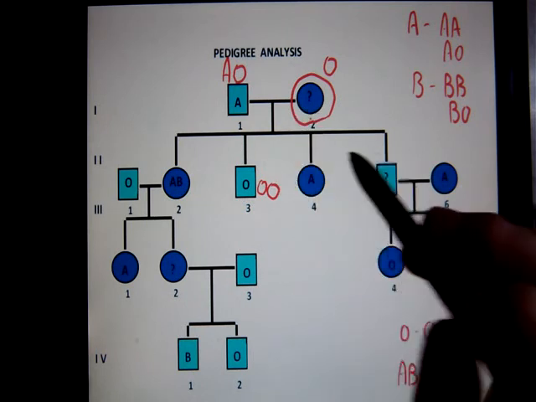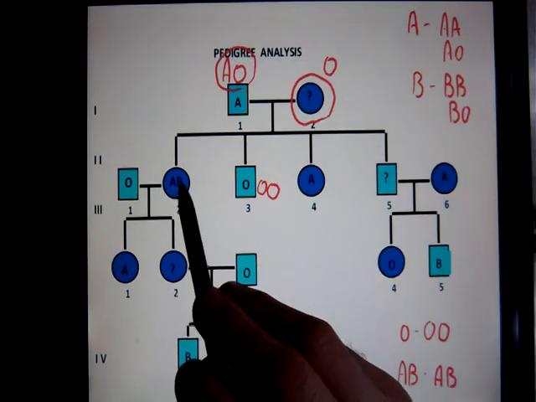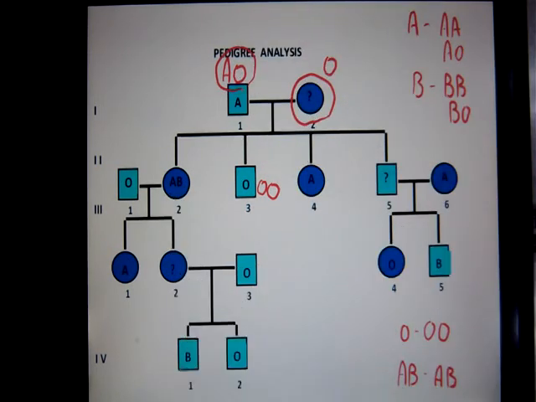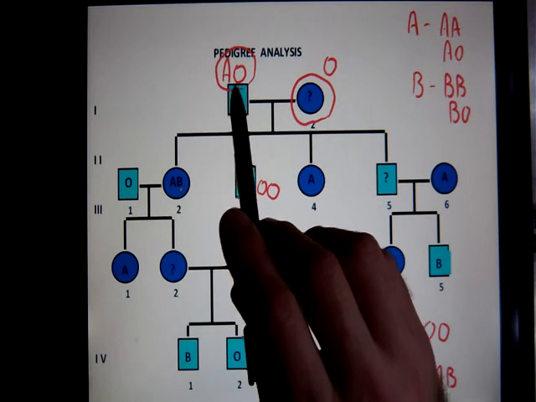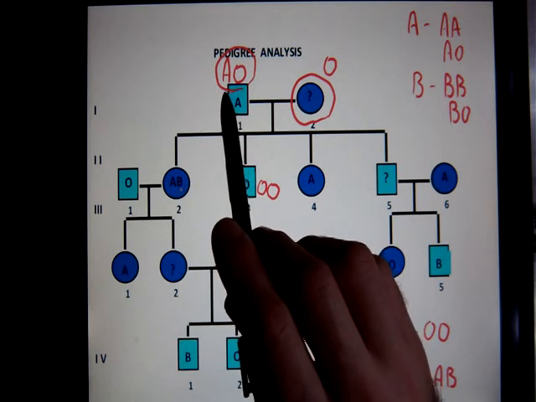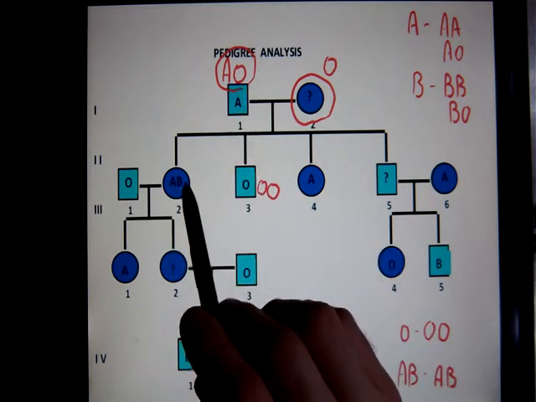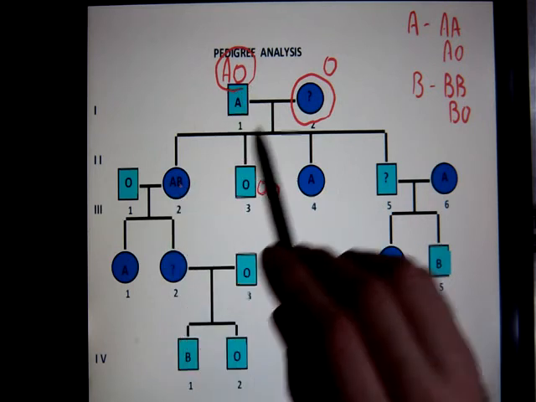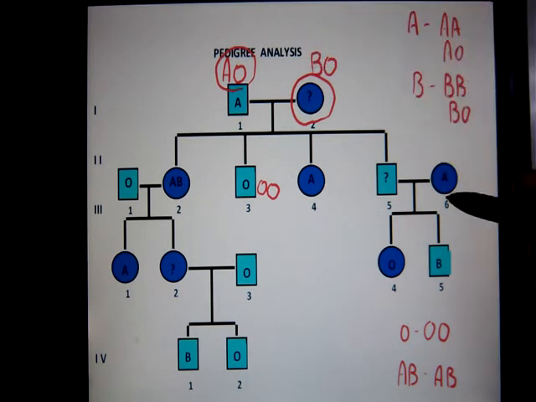Well, it's helpful now that I know that this parent has AO. Okay, so we take a look at this offspring. This person has blood type AB, so it has an A allele and a B allele. So I know that this B allele did not come from this parent. Because this parent has AO, this parent can only pass on the A or the O. There's no way that this parent passed on this B. So where did that B come from? It must have come from this parent. So that parent has blood type B, and its genotype is BO.